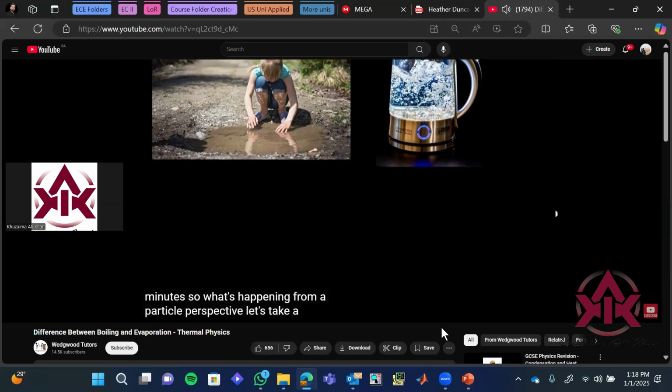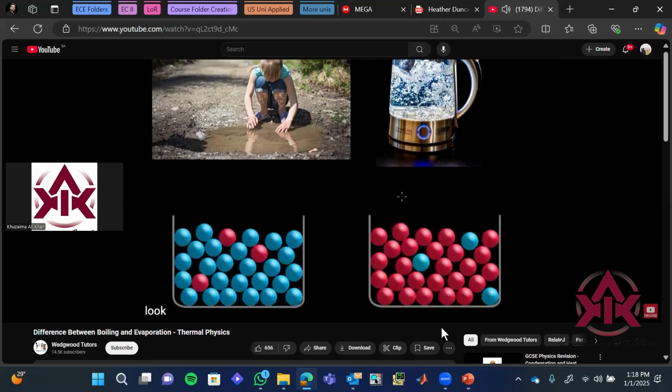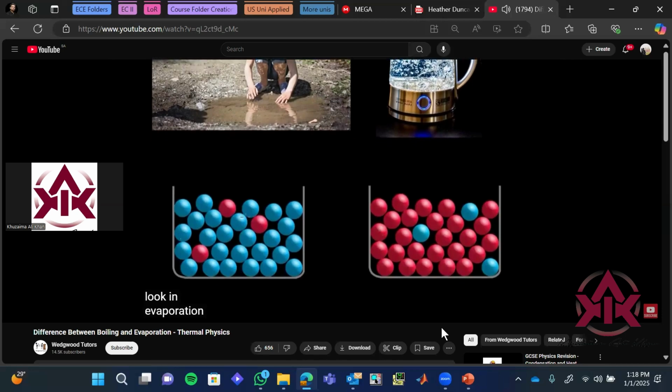So what's happening from a particle perspective? Let's take a look. In evaporation, at any temperature, there is a range of energies that the particles have in the liquid. Some particles might be moving very slowly, in fact probably a lot of them will be, and only a few, like these red ones here, will be moving very quickly. They will have enough energy, perhaps, to break their liquid bonds and escape as a gas. But they can only escape if they're near the surface.